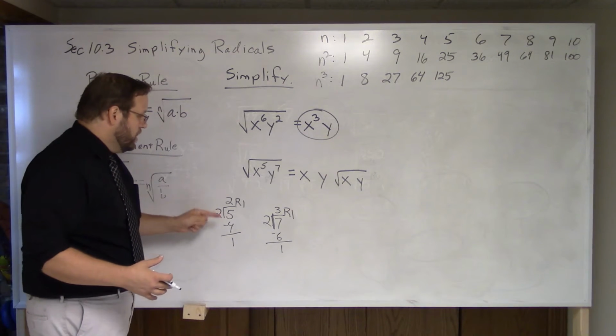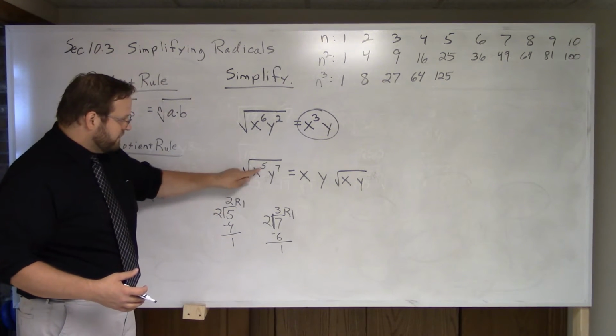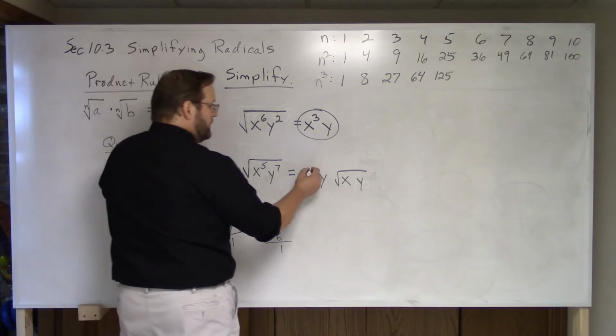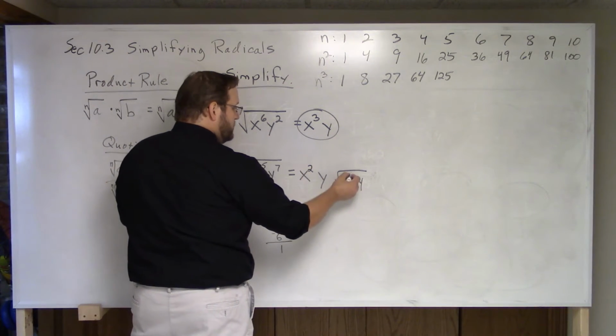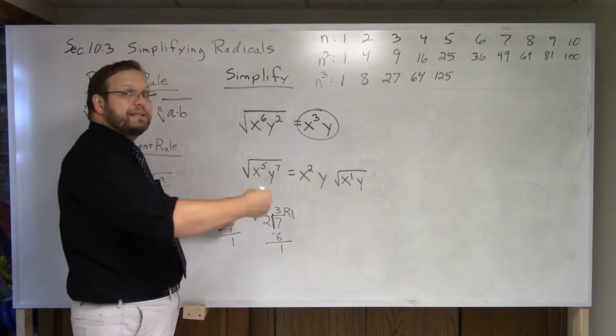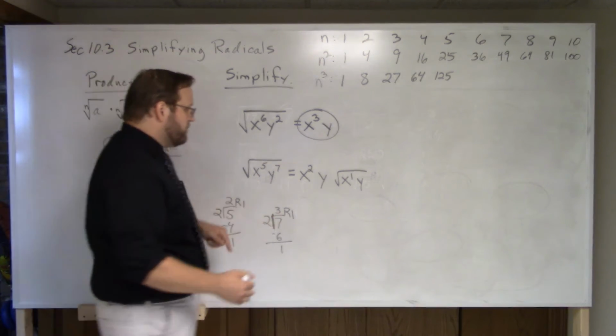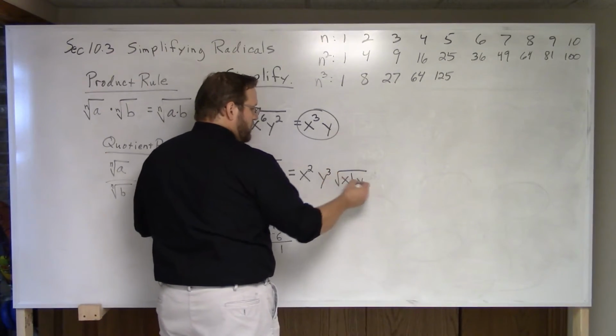Okay? So, when I was dividing this 5, I had 2 remainder 1. So what I'm going to write is a 2 remainder 1. The 1 remains in the radical. When I had the 7 divided by 2, I had 3 remainder 1. So 3 remainder 1.